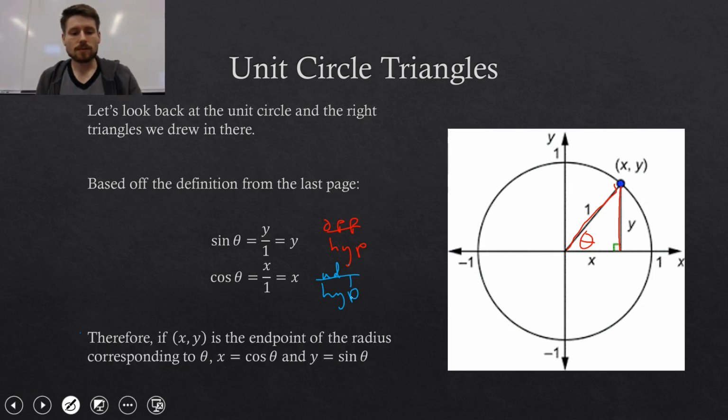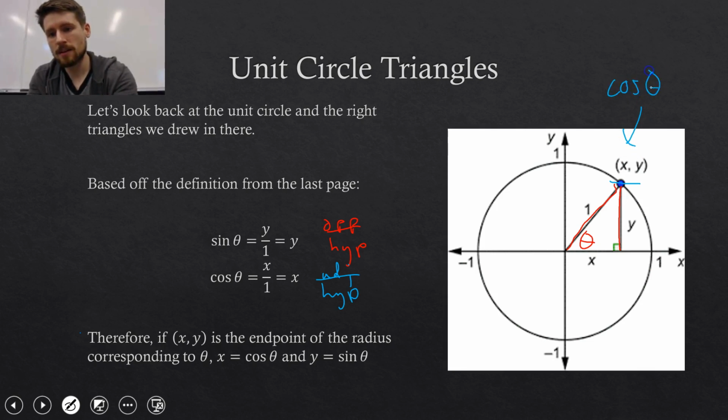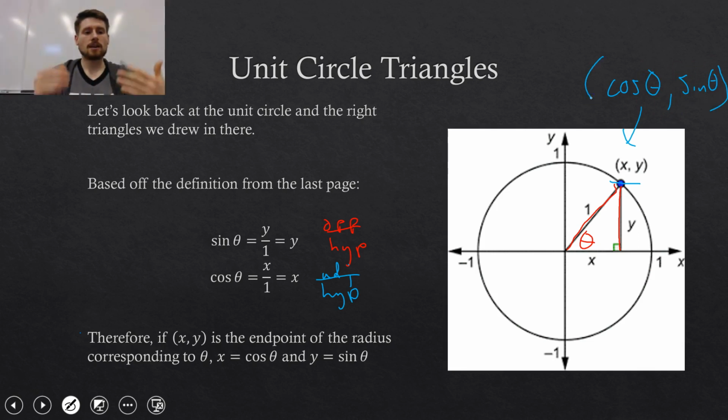Okay. So this endpoint right here, x comma y, is going to have coordinates cosine of theta, sine of theta. So that endpoint depends purely on the angle theta. If you want to find the x coordinate, you take the cosine of that angle. If you want to find the y coordinate, you take the sine of that angle. And if you were to go backwards, it's also true. If you know that point on the unit circle and you know the angle, then you know cosine and you know sine for that angle because you know the two coordinates.